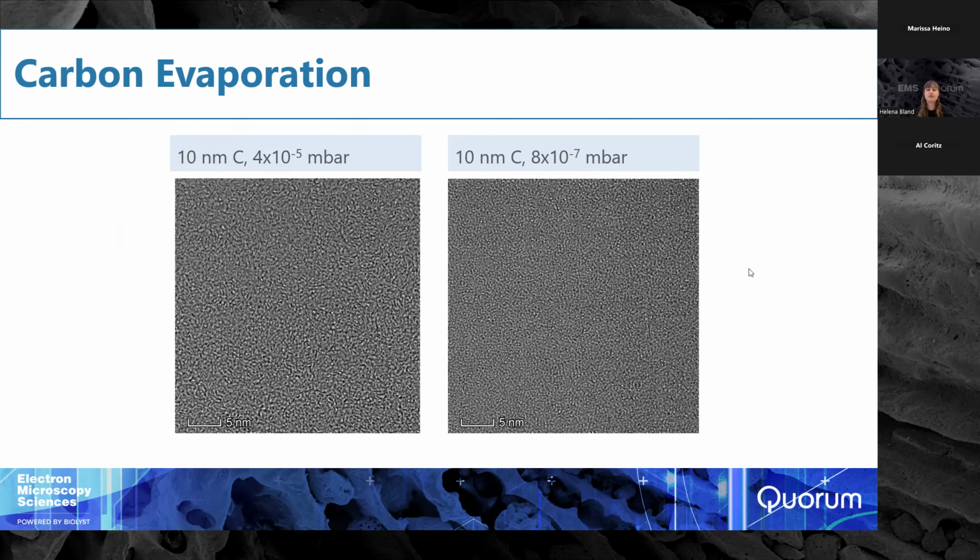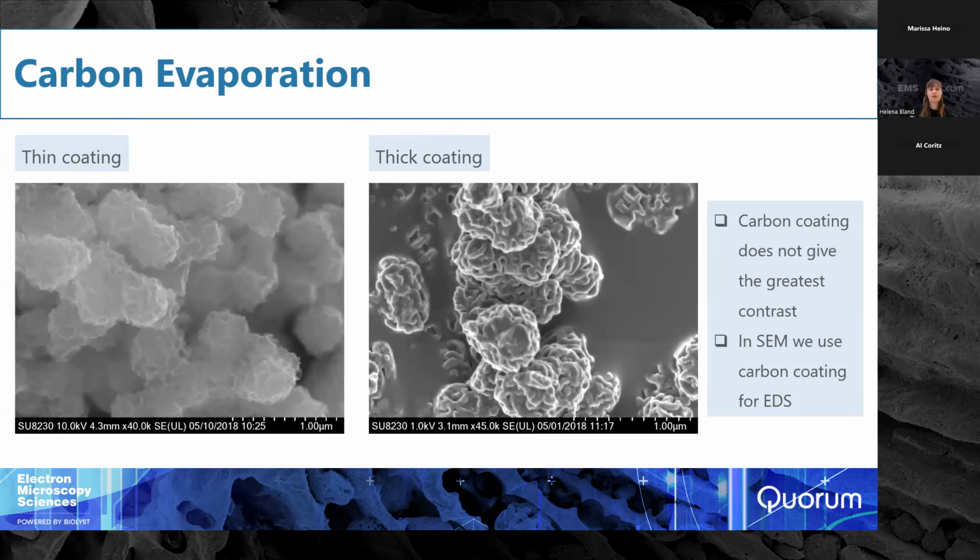Vacuum also influences the coating. So you can see that with a better vacuum, we have a much finer deposition. It's also important to note that with carbon rod evaporation, the rate of coating is also drastically improved with the better the vacuum. So if you have a better vacuum, you will coat faster compared to a not as good vacuum. And similar to sputter coating, there's such a thing as too little or too much coating.